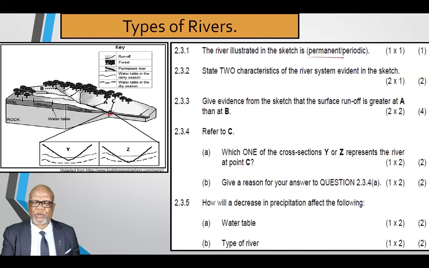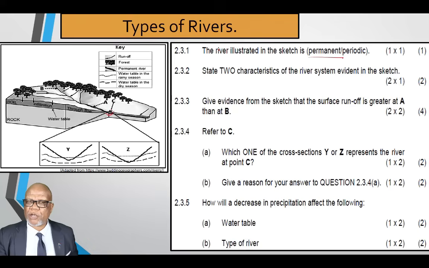So you refer to this water table in the rainy season. There's a water table in the rainy season and a water table in the dry season. So at both instances, the water table is always above the riverbed. The riverbed is below the water table, which means there's always going to be a source of water throughout the year.